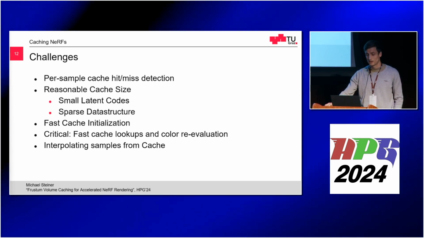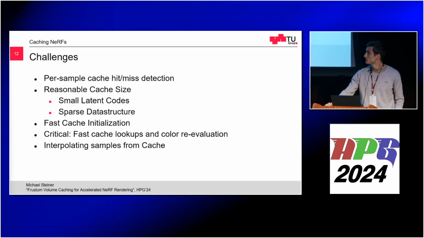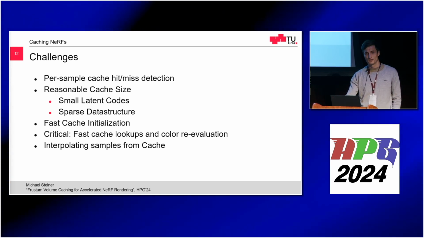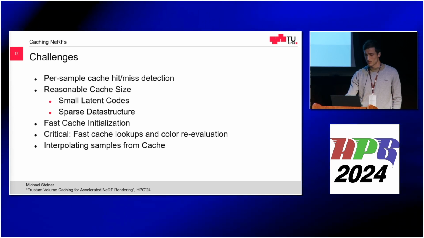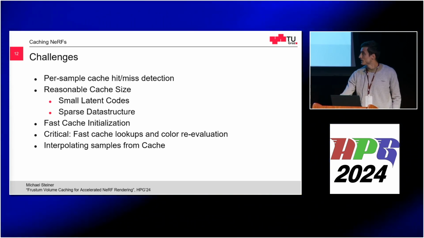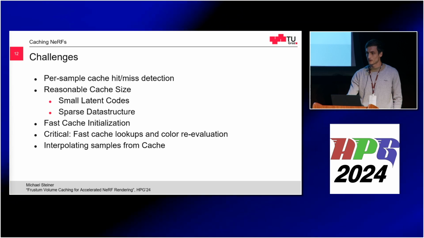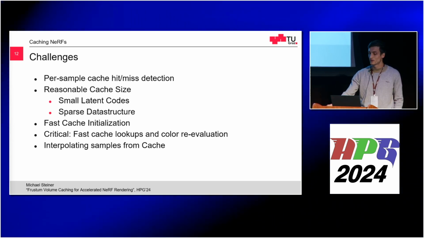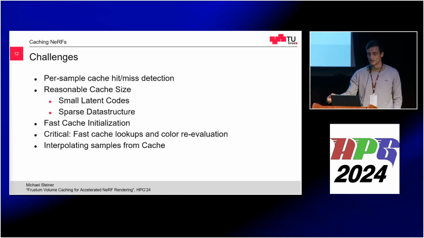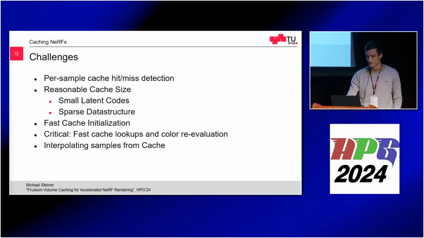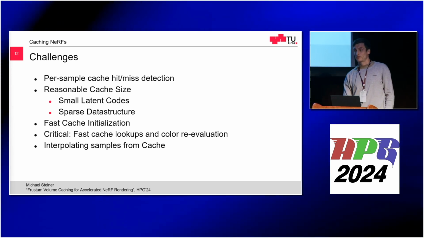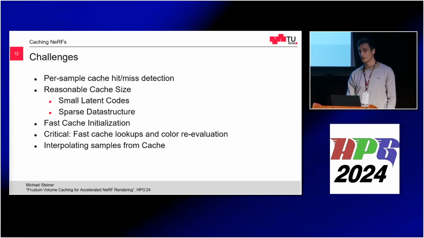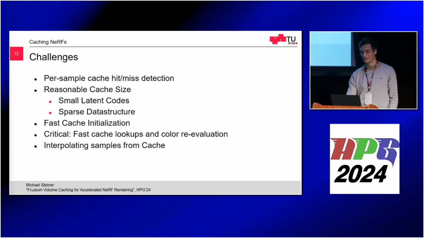Another challenge is to keep cache size reasonably small. This can be achieved by reducing the size of latent codes and using sparse data structures. Also, we require fast cache initialization so that our method can also be used for real-time applications, and critically, of course, fast cache lookups and color re-evaluation, otherwise our method would not make sense. And of course, we have to be able to properly interpolate samples from cache without introducing any aliasing artifacts.